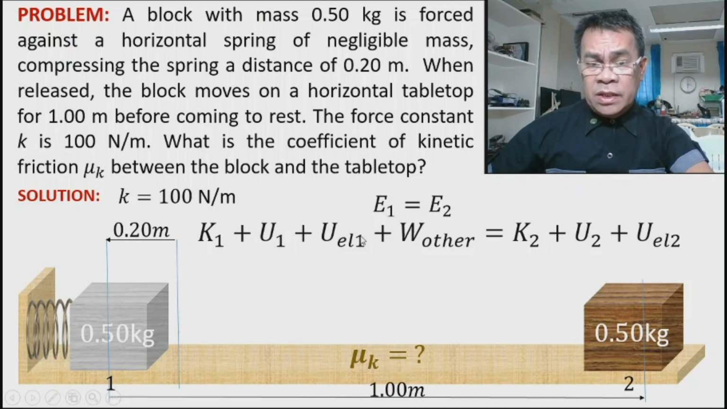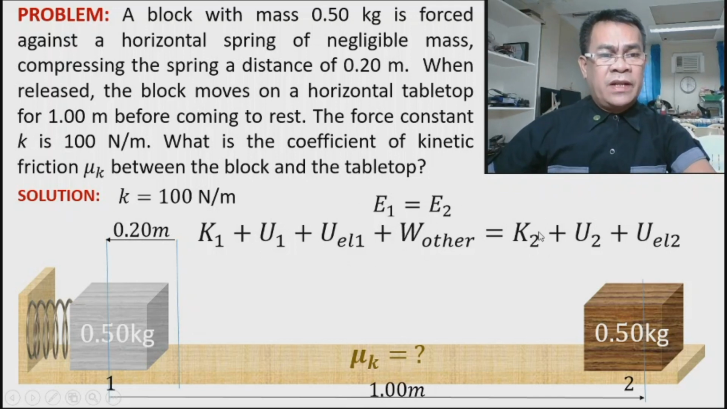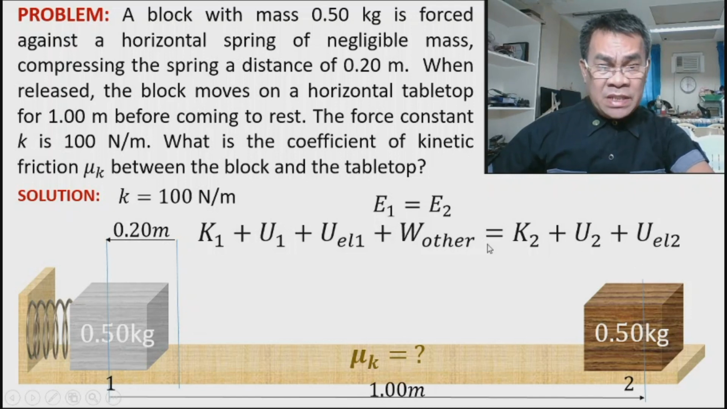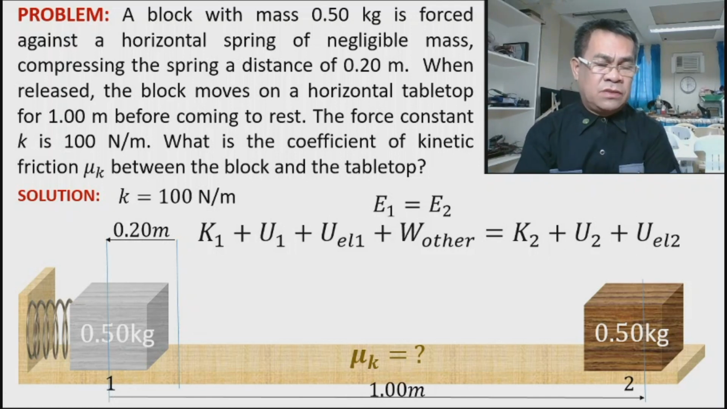Now take note, we have the spring, so we will include the initial elastic potential energy. And this is the work done by the other. Take note, it should be in the first. Now in the final total energy, we have the final kinetic energy plus the final gravitational potential energy. And we again include the final elastic potential energy. These are the possible energies, but not all are functioning. So we will study the actual problem.